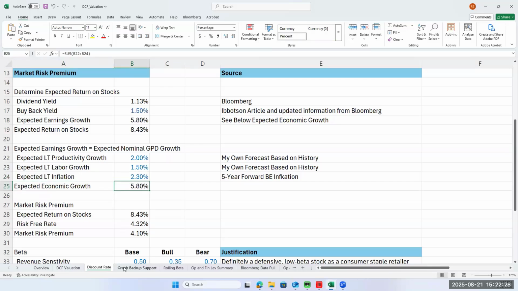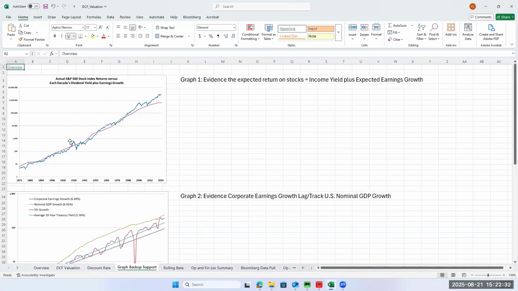Now, where do we get this? You'll notice the next sheet is backup charts. I have a chart in here that first supports that the expected return on stocks is the income yield, or dividend yield, plus expected earnings growth. For each decade, the red line is that decade's dividend yield plus earnings growth, and the blue line is the actual stock market. I won't get into this too much. I get into it in my class, but there is a good indication that over the long term, stocks will give you the income yield plus expected earnings growth.